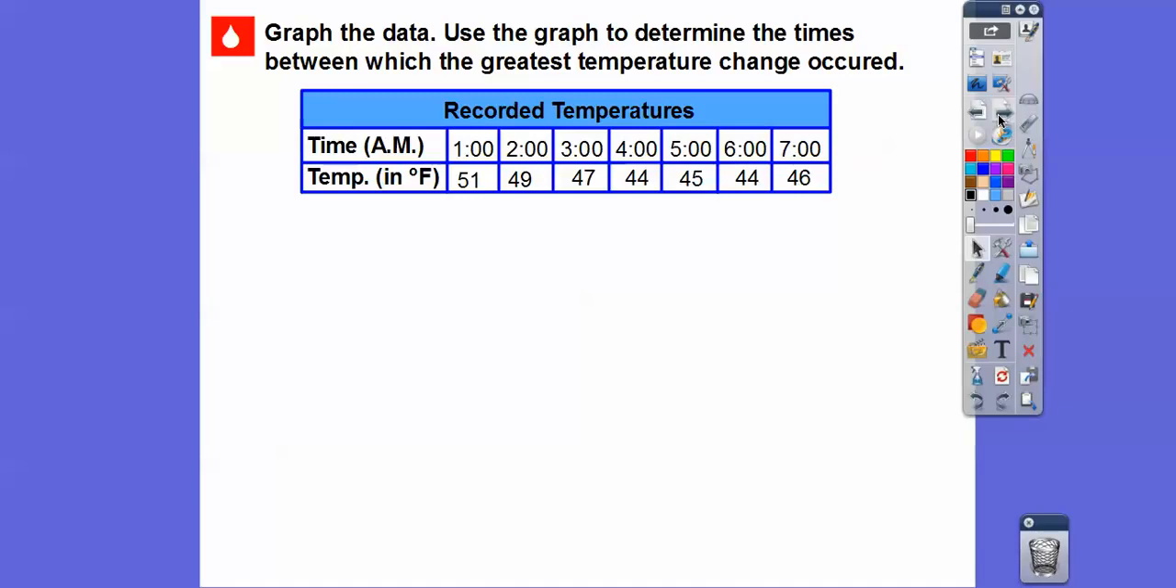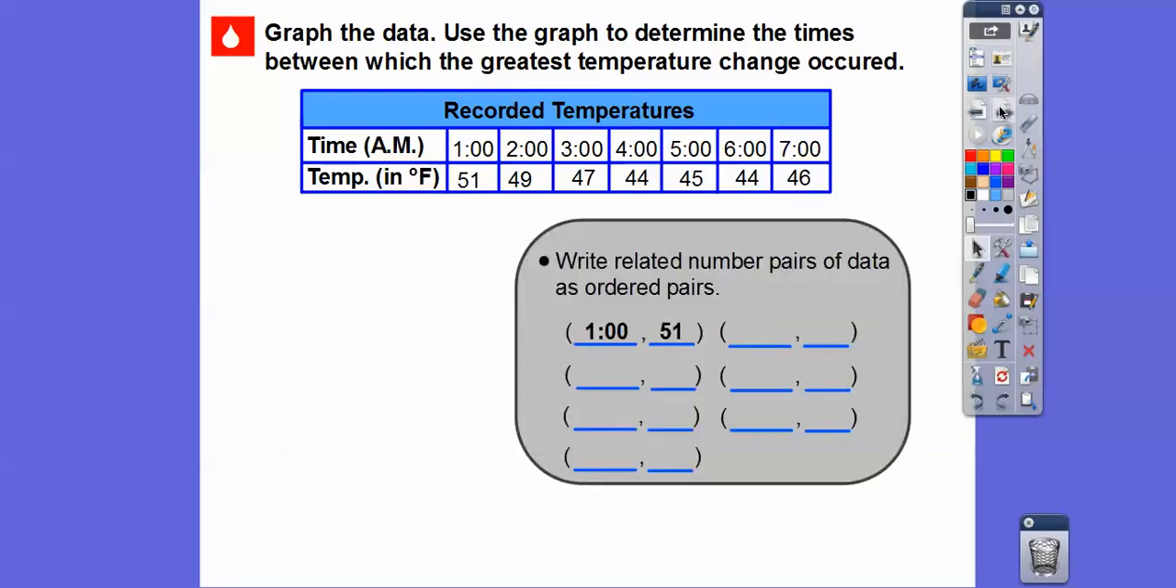So we're going to graph this data and use the graph to determine the times between which the greatest temperature change occurred. Okay, so looks like we recorded the temperatures in the morning. So this is 1 o'clock in the morning, which is after midnight, at nighttime. 2 o'clock, 3 o'clock, 4 o'clock, and here's the temperatures. And typically in the middle of the night, the temperature goes down, so it went from 51 to 49 to 47 to 44, and all of a sudden, it got a little bit warmer right there. Went back down again. Then at 7 o'clock, well, probably the sunrise is coming up, and it's starting to warm it up in the area again. So anyways, we're going to make a line graph on this.